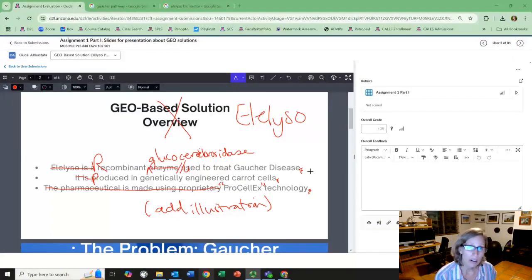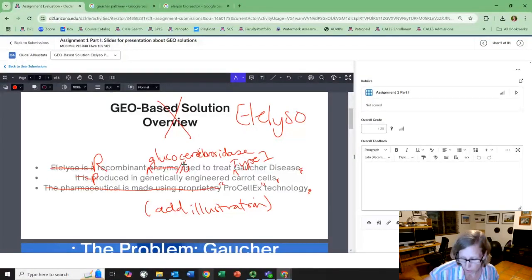And then the use to treat Gaucher disease. I mean, it should be pretty obvious. So I'm not sure it needs to be written on your slide. You can, but if you want to do that, put it on the second line. Actually, now that I say that, I think you should say used to treat type 1 Gaucher disease, because there are type 1, 2, and 3. We're focused on type 1 here.